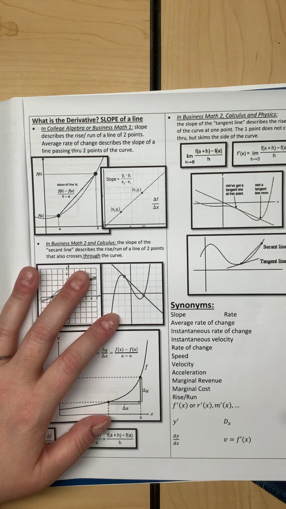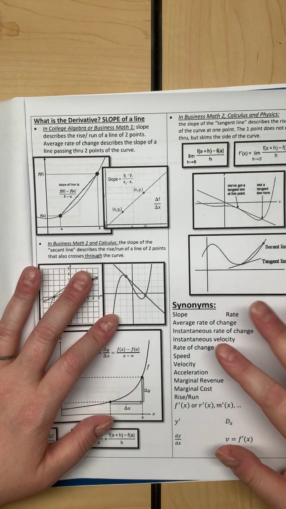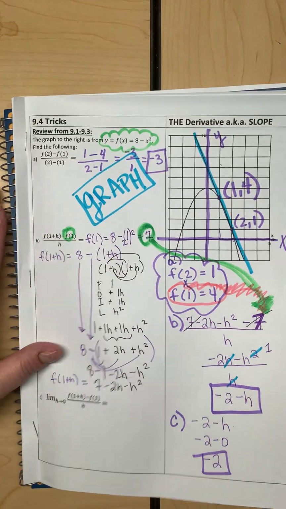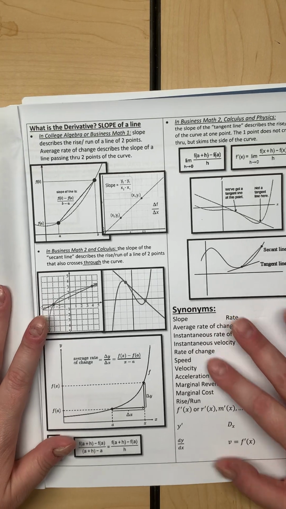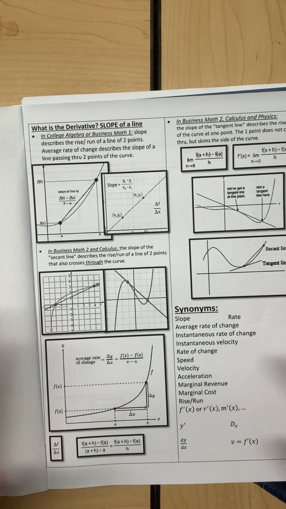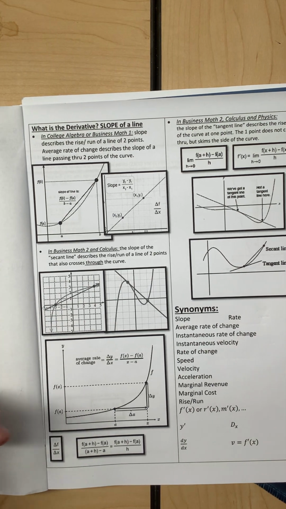Okay, so this video is still on 9-4. We just did that huge number 1 homework problem. And now we're going to learn more about the derivative. Earlier I said that the derivative is the exact same thing as slope, sort of, kind of.